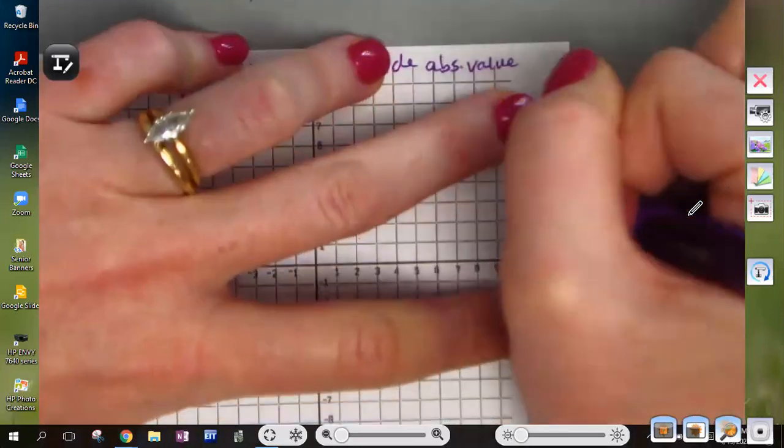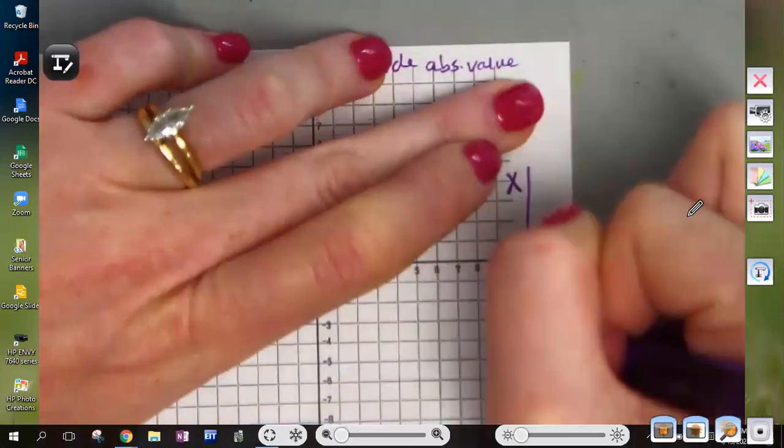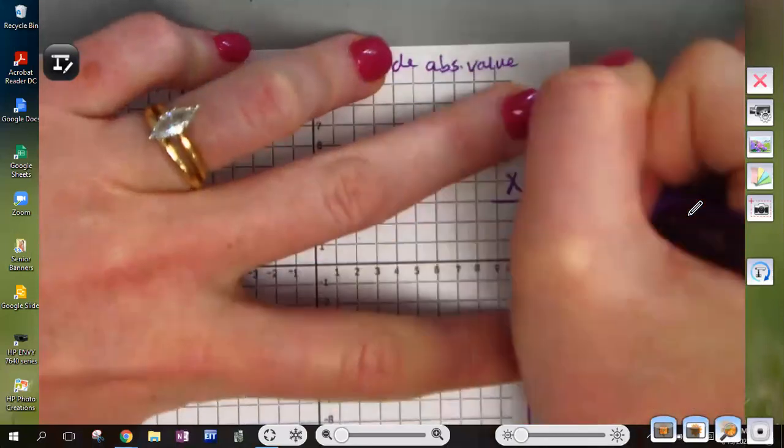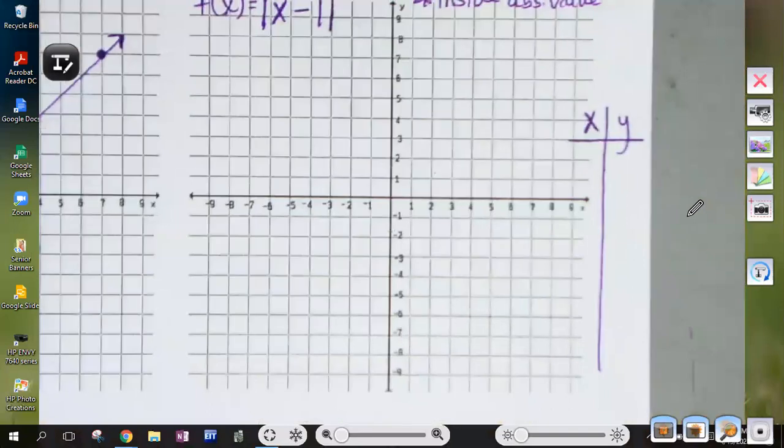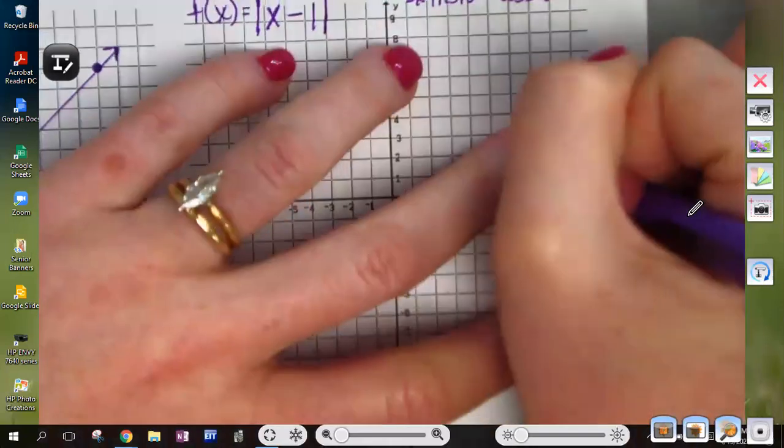It's not going to be the same y values because it's a different function, but we can use the same x values. We can use less. I'll do -2, -1, 0, 1, and 2.